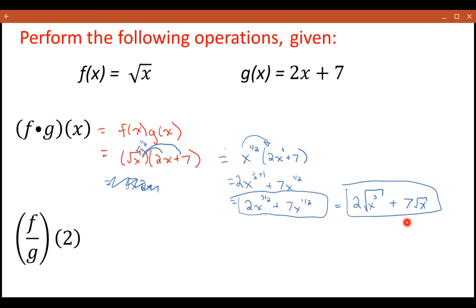All right, and last one here, go ahead and try that. So this is f of 2 over g of 2. f of 2 would be the square root of 2 over 2 times 2 plus 7. So we get radical 2 over 4 plus 7 is 11. And that's fine to just leave it like that.